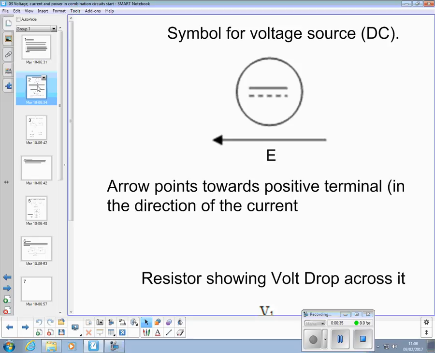There are a number of conventions for representing the different voltages you might find in a circuit. One way of representing a DC source is to put the circle with a solid line on top and a dashed line underneath to represent a DC, direct current voltage. You have an arrow that points towards the positive end of that DC voltage, and you usually represent a source by the letter E for electromotive force, i.e. a source of electrical energy.